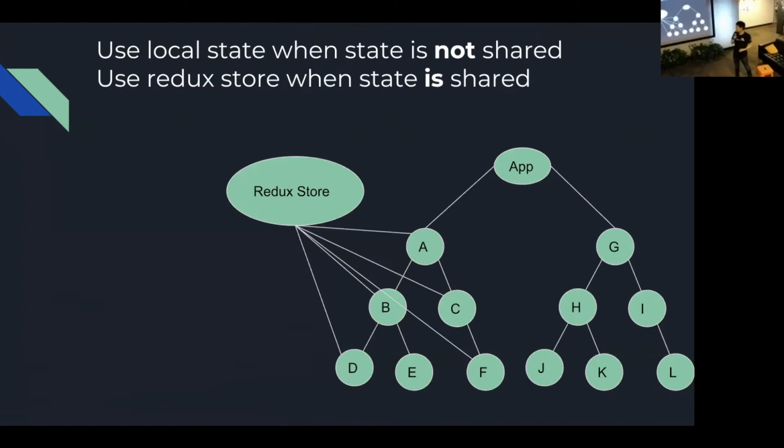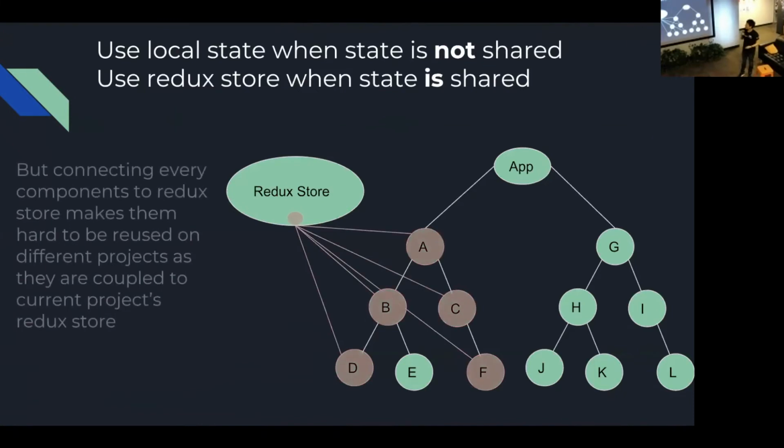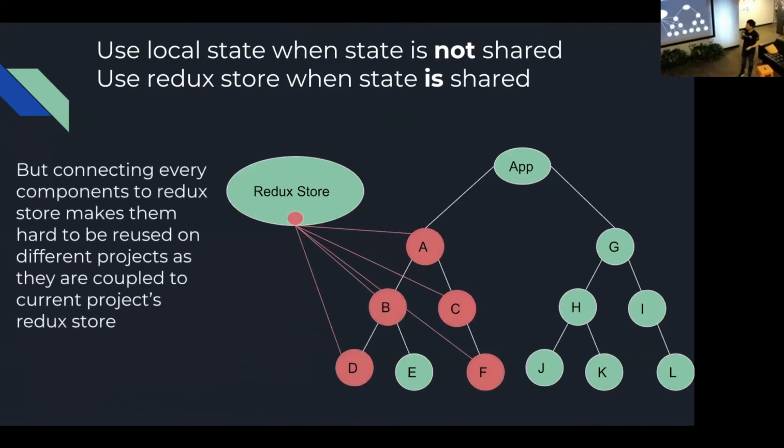in the Redux store. So for example, here you have the app and you have A, B, C, D, F, G, all the way to L. And you have the Redux store that is injecting state to A, B, C, D, and F. But connecting every single component to the Redux store is good because that way you can avoid unnecessary coupling.